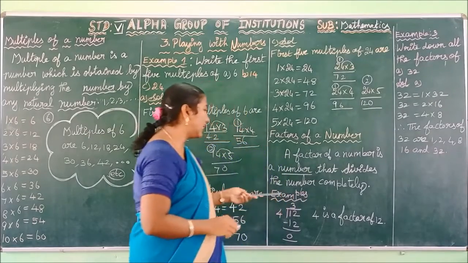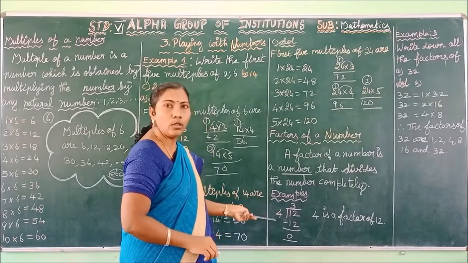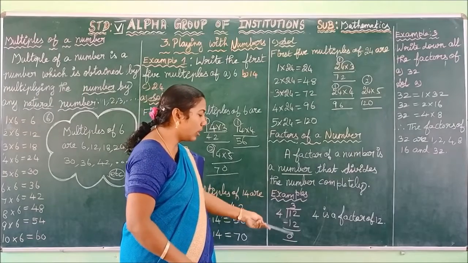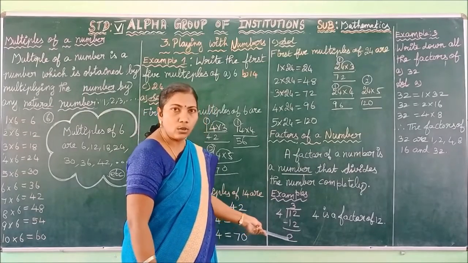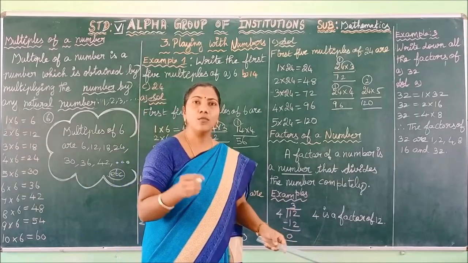Okay, let us see one example. See here, I have written here 12. I am dividing the 12 by 4. So in fourth table we have 12 3 times. So 3 4s are 12. Here see our remainder is 0. So we can call 4 a factor, that is 4 is a factor of 12.